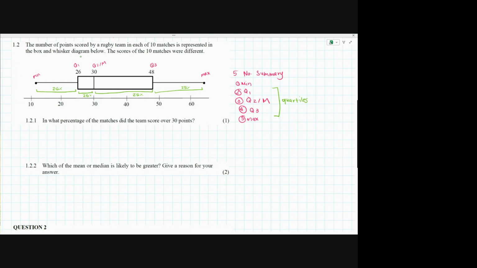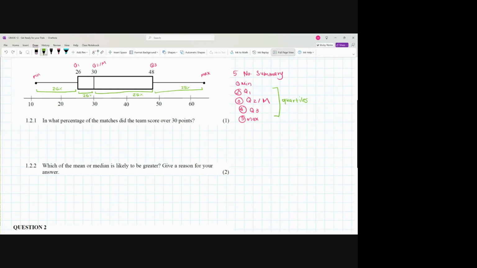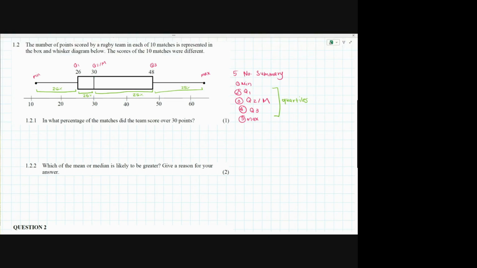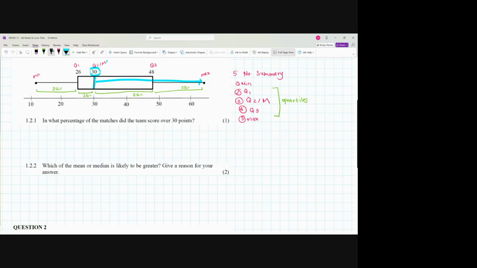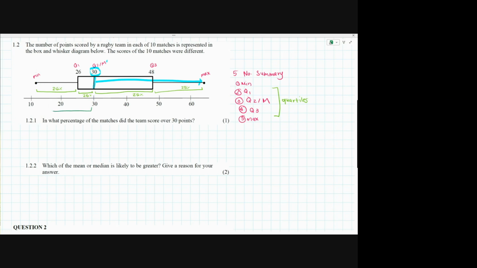So now that we've spoken about all of that, it says, in what percentage of the matches did the team score over 30 points? So here's my 30 points. And everything above that is over 30 points. Now, 30 represents my median. And I can see that there because I've labeled it. And so if we go and have a look at our percentages that I've just labeled, below your median, you've got 50% of your data.